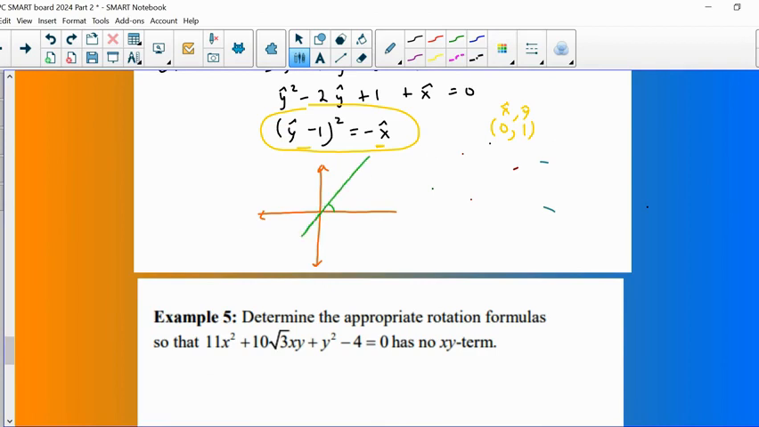So this should be my new axes. This should be my x hat axis. And then this would be the y hat axis. And then, again, our center is at 0, 1. So x is 0, y is 1. And we open our parabola to the left. Okay, so there is our sketch, which is great, right?